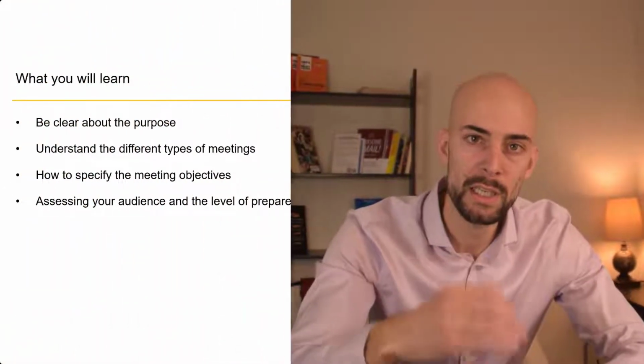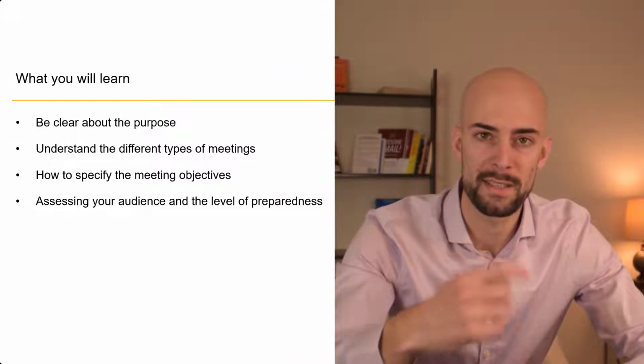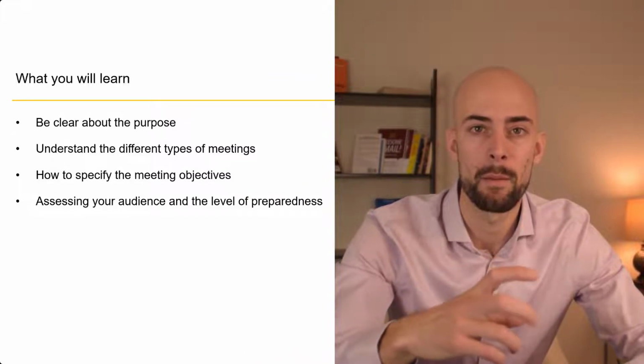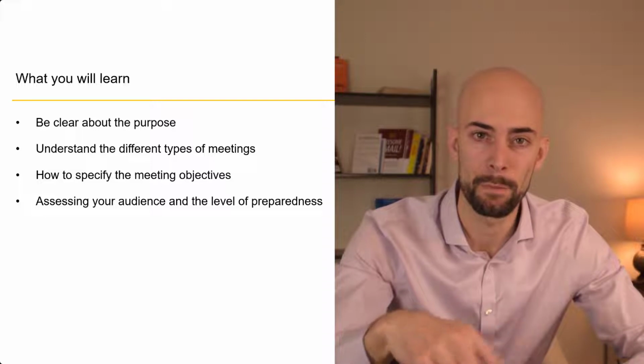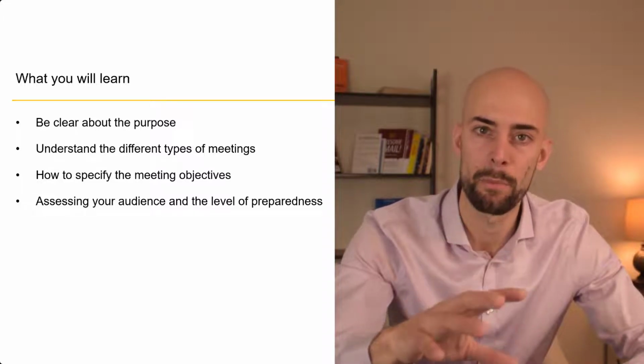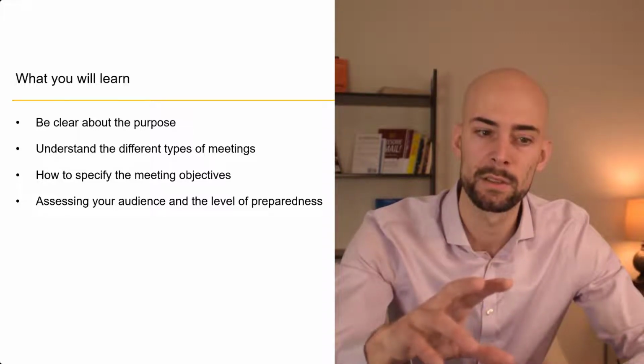In this section and first step of effective meeting facilitation, we're talking about, number one, why it's so important to be really clear about the purpose, why this is the number one mistake that bad meeting facilitators make, of not being clear on what the clear purpose is of that meeting, the objectives.